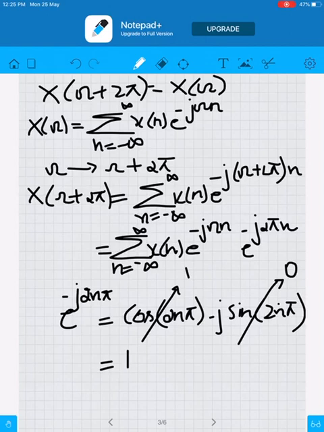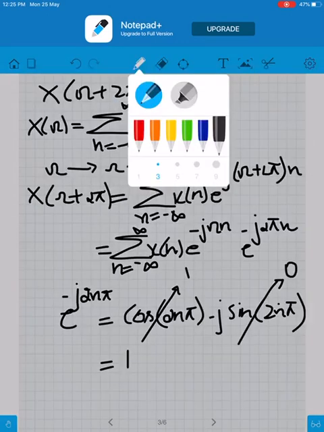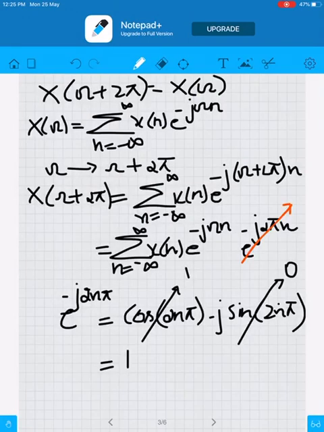So this entire thing will get equal to 1. This entire thing is 1. So what are we left with? We are left with the summation n is equal to minus infinity to plus infinity of x of n into e power minus j omega n. This is 1 into 1. So what is that equal to? Which is nothing but x of omega.